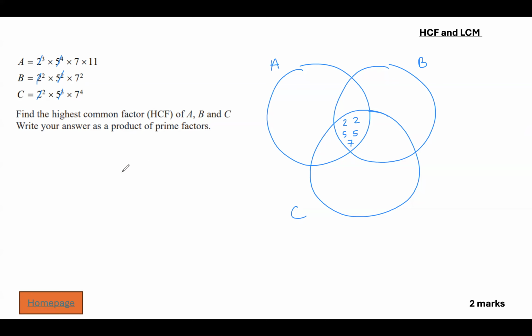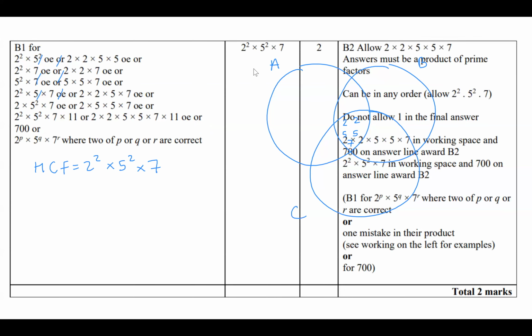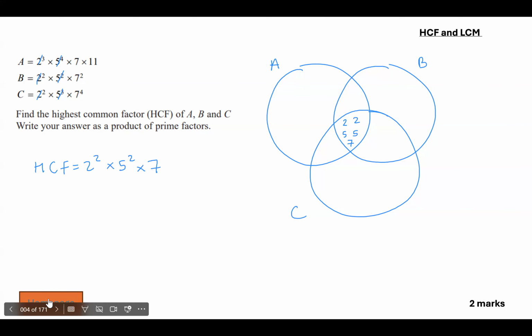So actually, all we need to do with this one is write the HCF is equal to 2 squared times 5 squared times 7. And if you wanted to have a look at the answers, you can always do so. So we get 2 squared, 5 squared times 7 as our answer. Okay, brilliant. So let's go back onto the home page.